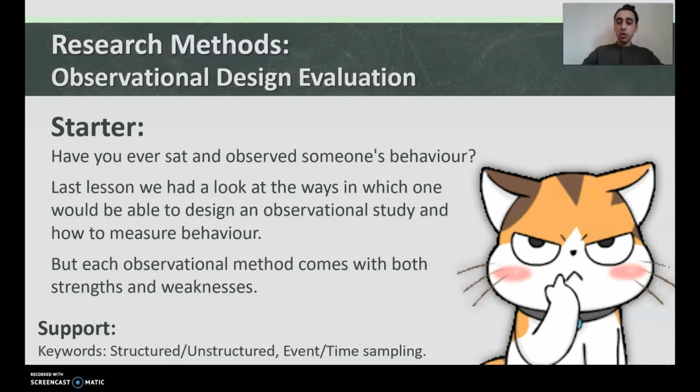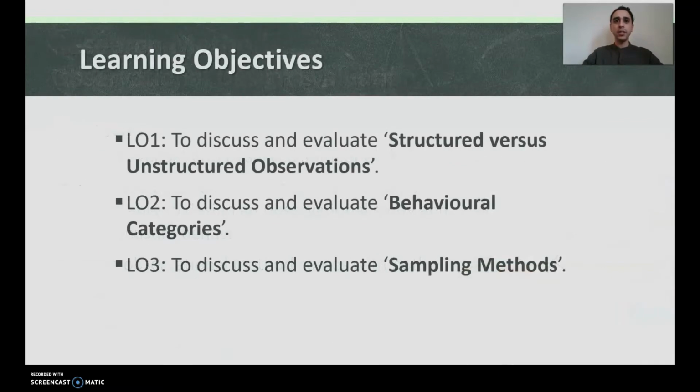So we had a look at structured versus unstructured. Unstructured, we just write everything down, every single thing that you see, and you write down everything that everyone's doing. Structured is more like you create some behavioral categories about the specific behaviors that you want to observe, and then tick them as and when you see them with event sampling or at every point with time sampling. We're going to have a look at some of those evaluative points today. Structured versus unstructured we're going to discuss and evaluate, as well as behavioral categories and then the different sampling methods there are.